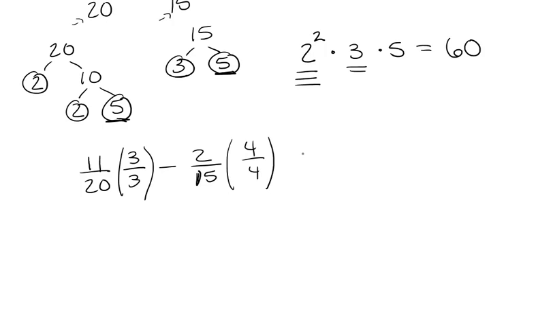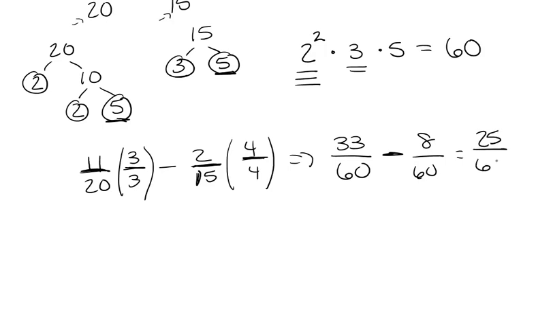So now let's go ahead and multiply these numbers out. So we have 11 times 3, which is 33 over 60, minus 2 times 4 is 8 over 60. So this gets us to 25 over 60.